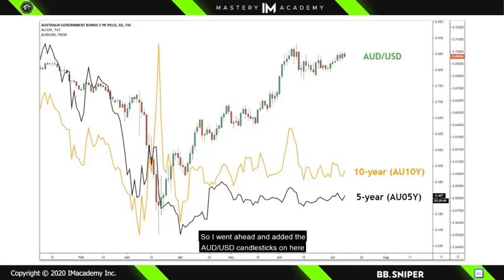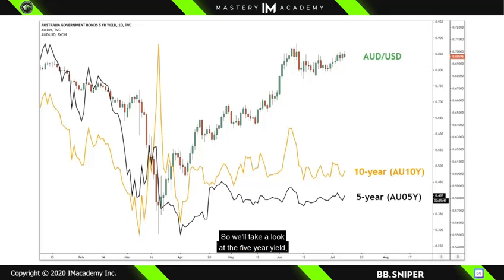So I went ahead and added the AUD USD candlesticks on here just to show you that Australian dollar as well follows its yields. Now we did have some big movements this year for Australian dollar, really across all the currencies, but Aussie hit a major low. We had a major sell-off, and things were pretty wild.